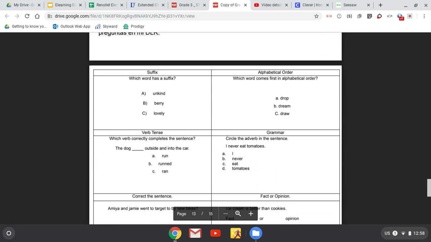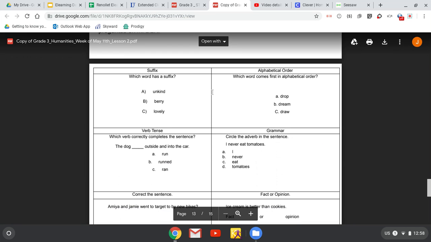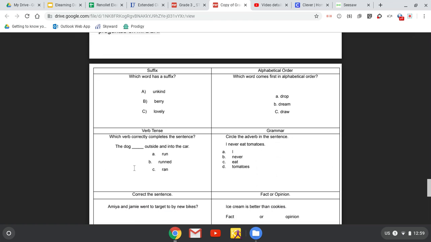Task number 4 is to do your daily language review. If you have time, you can work on this.